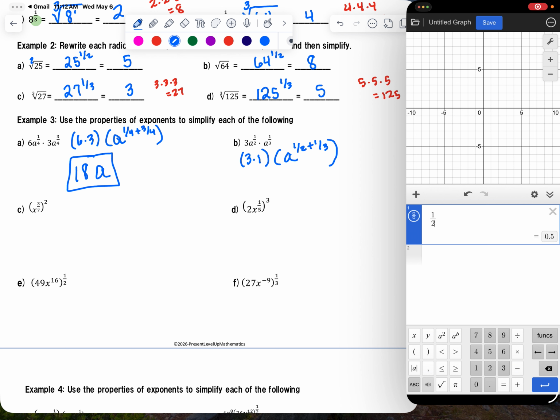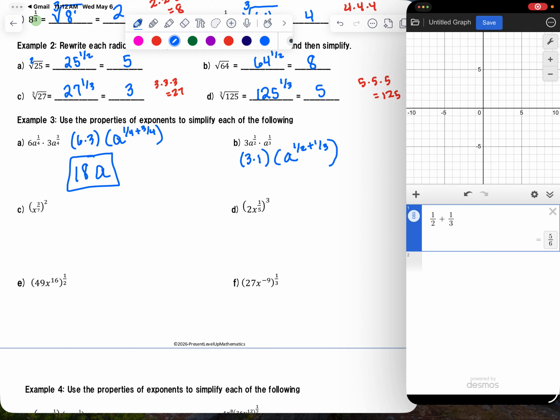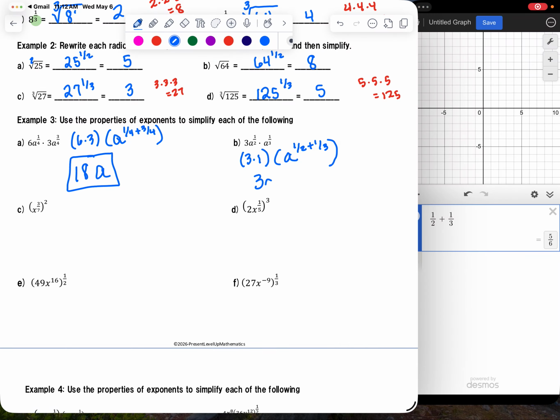1/2 plus 1/2 plus 1/3. You just want to make sure that you express your answer in fraction form. So I'm going to press this little fraction button here, and it turns to 5/6. So this would be 3 times a to the 5/6. If there are no decimals in your original problem, you don't want to have any decimals in your answer.